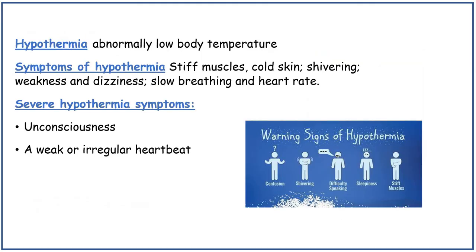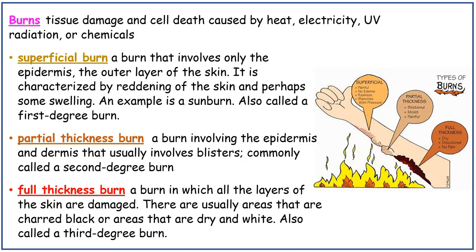consciousness. Hypothermia is abnormally low body temperature. Symptoms of hypothermia are stiff muscles, cold skin, shivering, weakness and dizziness, slow breathing and heart rate. Severe hypothermia symptoms are unconsciousness and a weak or irregular heartbeat.